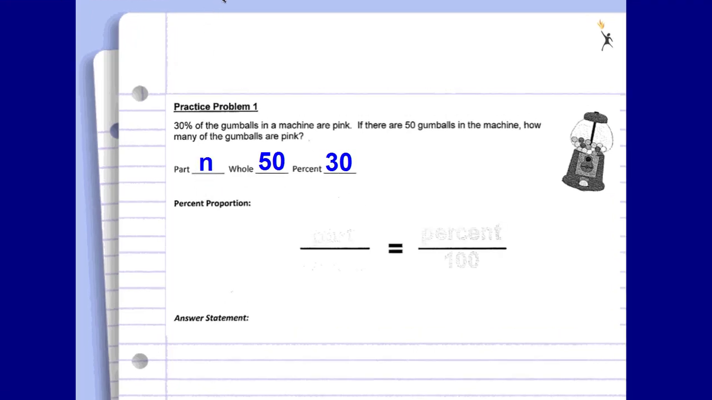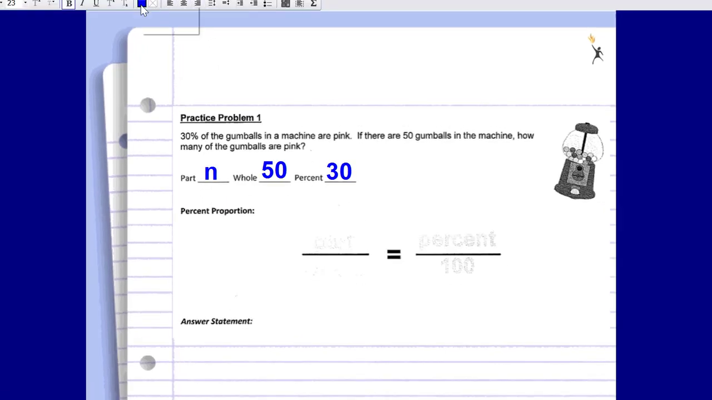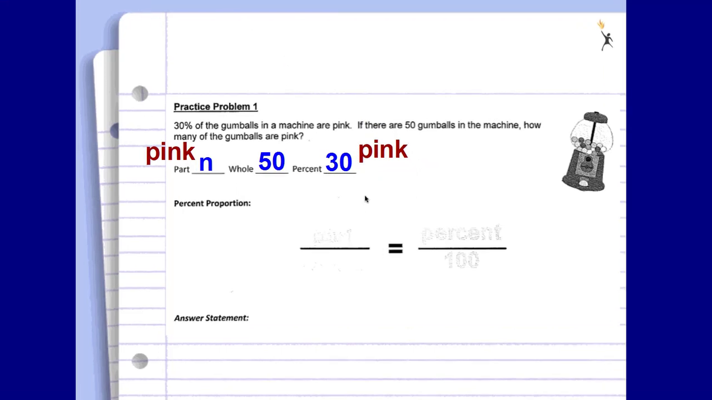Now I want to stop right here and talk about this. Sometimes the problems try to trick you. You need to make sure that your part and your percent match. The part we're talking about is the pink part. Does the 30% represent the pink? Well, yeah, 30% of the gumballs in the machine are pink. You need to make sure that both the percent and the part match. In this case, they do. So now we're ready to go ahead and set up our proportion.